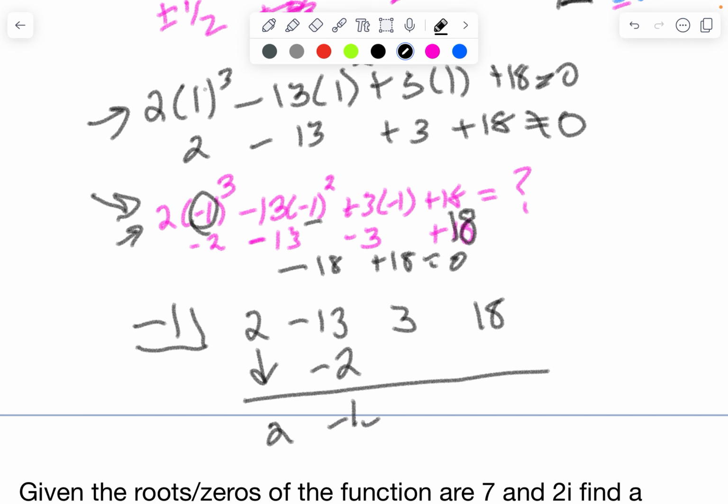That would be negative 15. You multiply those, you get 15. That's 18. 18 times negative 1 is negative 18, and you get 0. So we've got a function now of 2x squared minus 15x plus 18 equals 0. So we can now find the roots with the quadratic formula or by factoring.